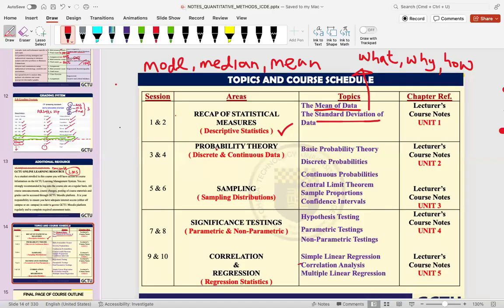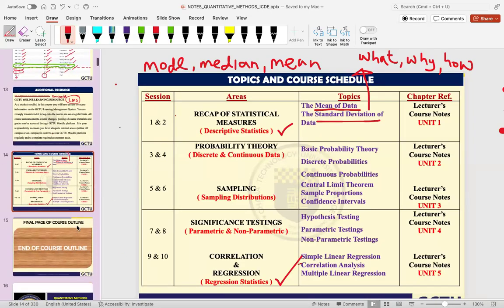probability theory, which is more advanced than the statistical measures. And as we go through the weeks, we'll come to sampling distributions as well as significance testing. And then we end with correlation and regression, or what we call the regression statistics. So in short, we are starting with descriptive statistics, and then we'll end with regression statistics. So this is the end of the course outline.